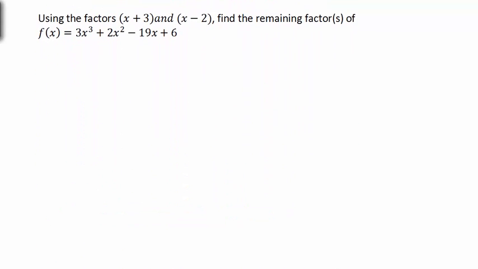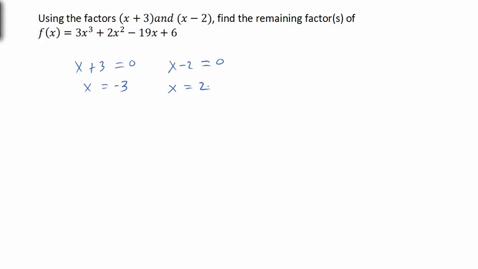All right, here's our next example. It's going to be very similar. It says we're using the factors x plus 3 and x minus 2. Find the remaining factor or factors of the given function, 3x cubed plus 2x squared minus 19x plus 6. So here they want us to factor this polynomial completely, and they already give us two of the factors. Well, if x plus 3 is a factor, if we set that equal to 0, then that tells us that x equals -3 is a 0, and we can take x minus 2, set that equal to 0, and that tells us that x equals 2 is a 0.